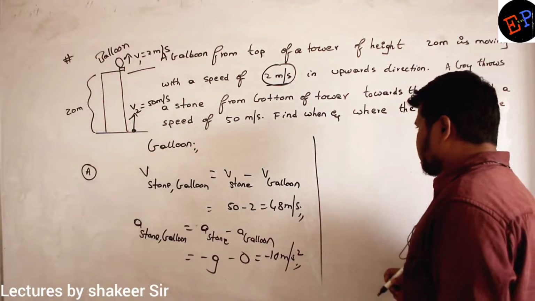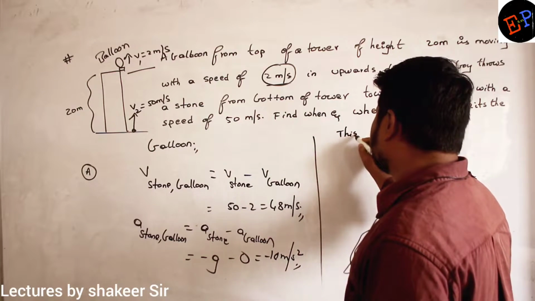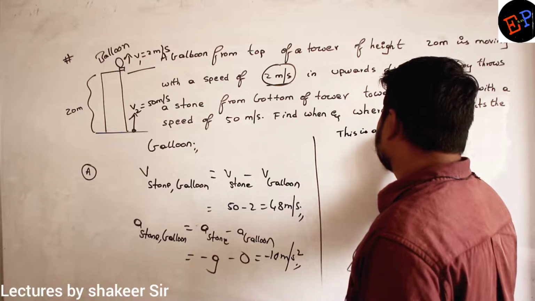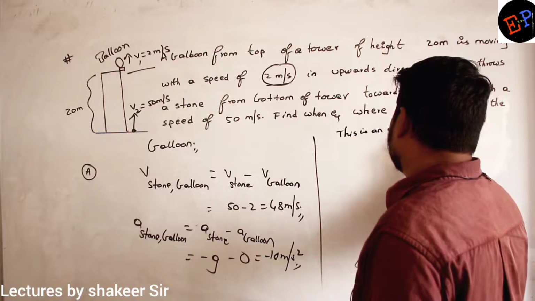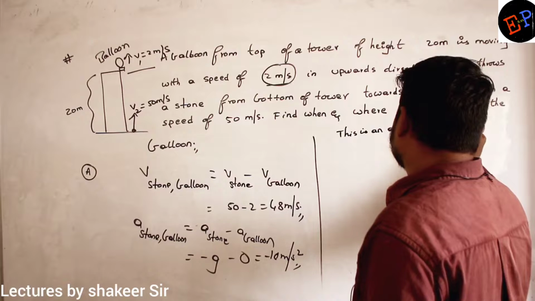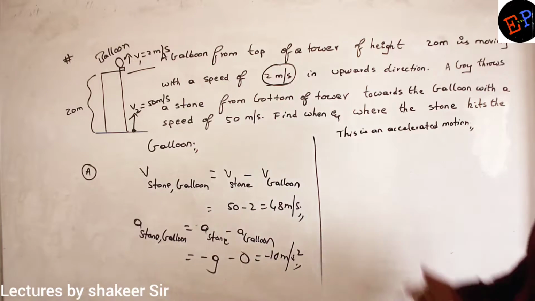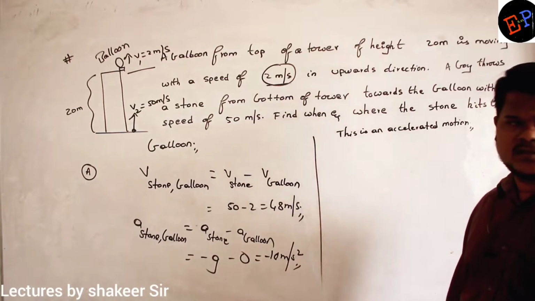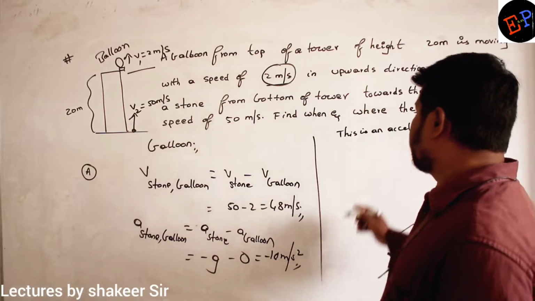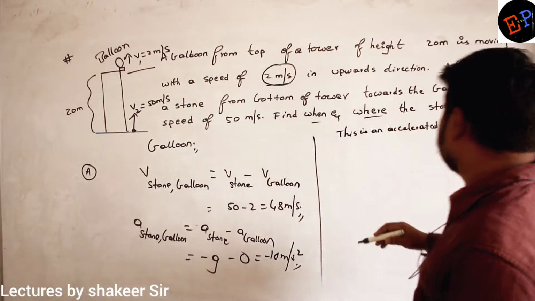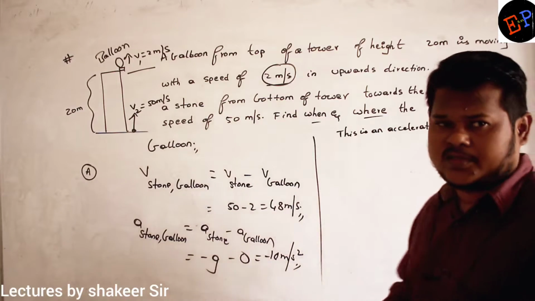Okay. So therefore, this is an accelerated motion. What kind of motion, ma? Accelerated motion. If it is an accelerated motion, how many equations we have? 4 equations. So out of 4 equations, any one equation you can use. So what he is asking us to find out is when and where the stone hits the balloon. Are you able to understand, ma?